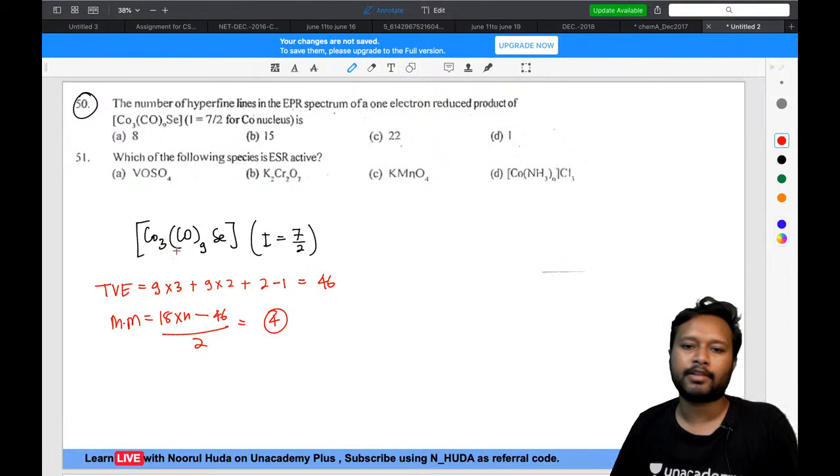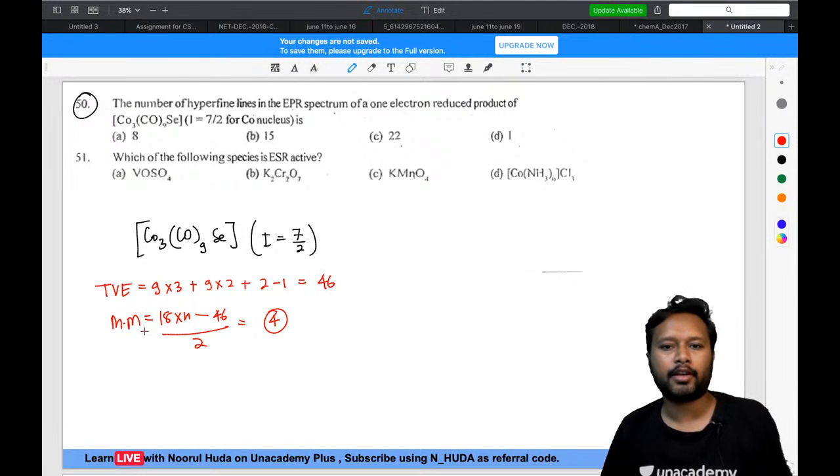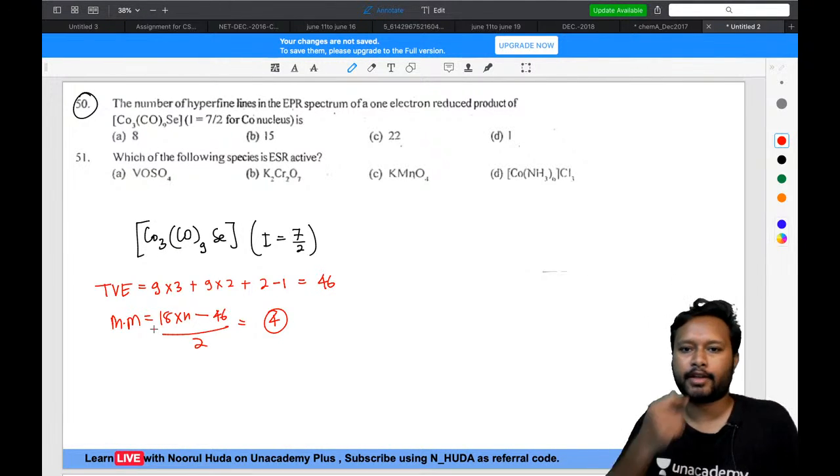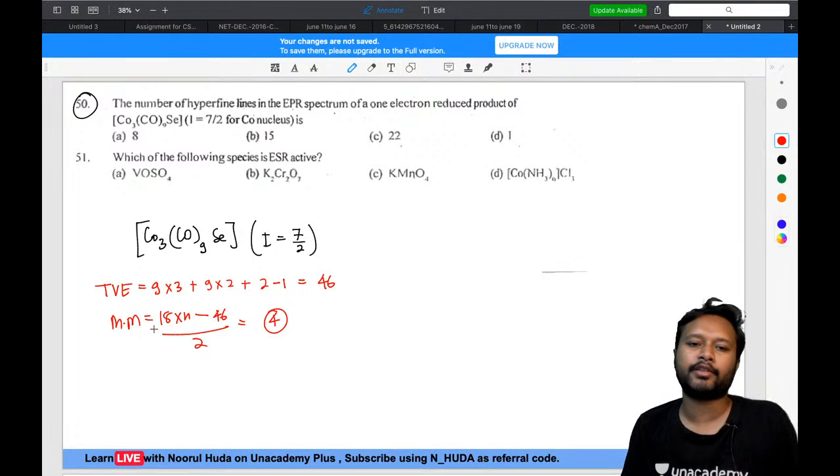So just try to draw this. It is a one electron reduced product, right? Sorry, I am making a mistake here. One electron reduced means you are reducing the complex by one electron, so you have added 1 electron in this case. It should become 48, and if you do that, you will get 3 metal bonds.